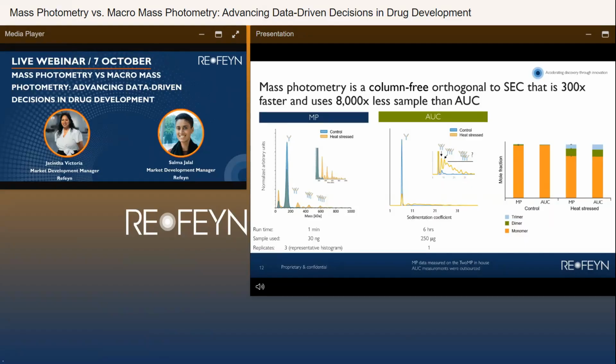Mass photometry is a 1 minute measurement versus AUC, which is a 6-hour measurement. And that also means that you're able to run multiple replicates on MP if you wanted to, which is typically not done with AUC because of the expense and the amount of sample that is needed. So you're going to need to use about 8,000 times more sample for AUC. There is the comparison of a 30 nanogram measurement for mass photometry versus the 250 micrograms that you need on AUC. So mass photometry is an ideal column interaction orthogonal to SEC, returning results in 1 minute with nanograms of sample.